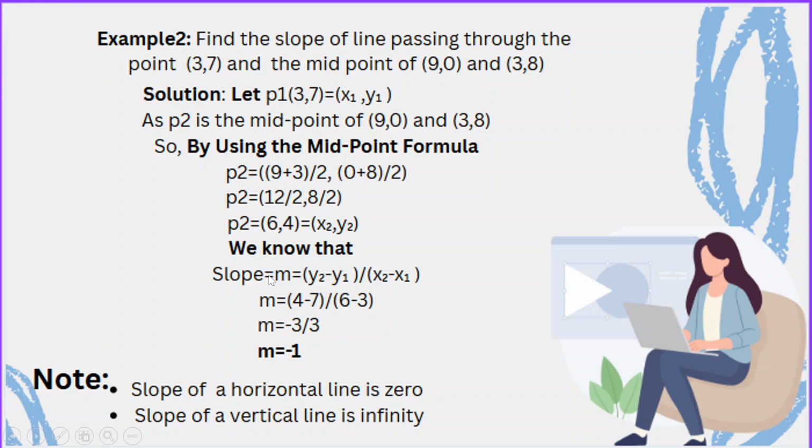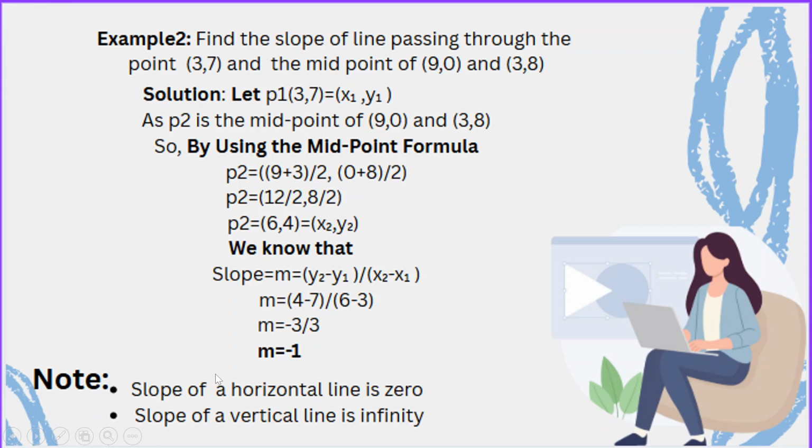We can calculate the slope using the formula y2 minus y1 over x2 minus x1. So it is (4 minus 7) over (6 minus 3), minus 3 over 3, so the slope is minus 1. Now I have given the example, and now I have given two MCQs.